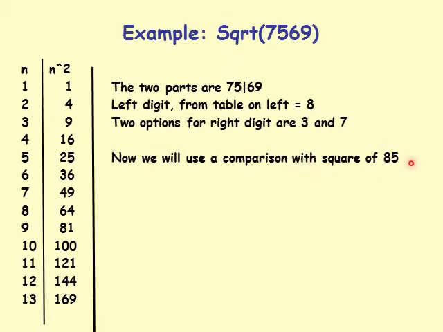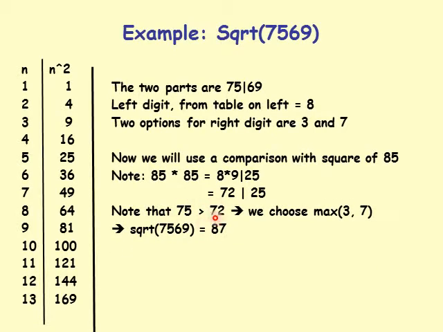Okay, we'll use a comparison with the square of 85. 85 is the average of 83 and 87. So 85 times 85 is 8 times 9, and the right digit we don't care about. We know it's 25, but we don't use it. So 72, and this number is 75. 75 is larger than 72. That means we'll use the larger option for the right digit. 7225, 75 is greater than 72, and we choose the maximum of 3 and 7. So that means the square root of 7569 is 87.